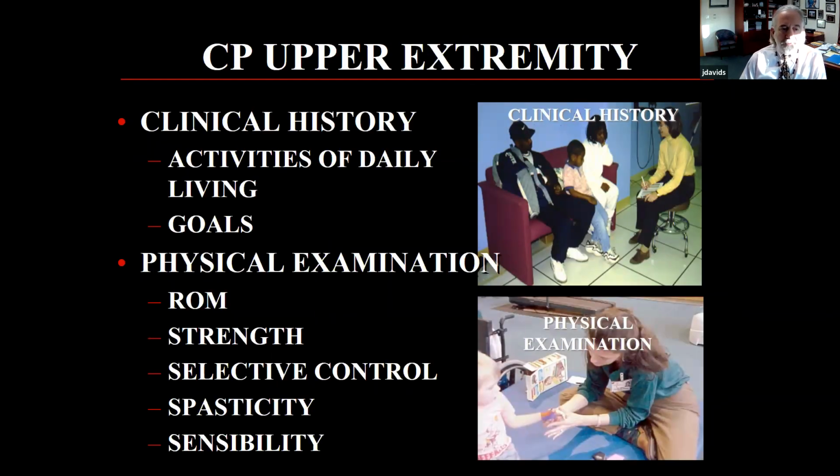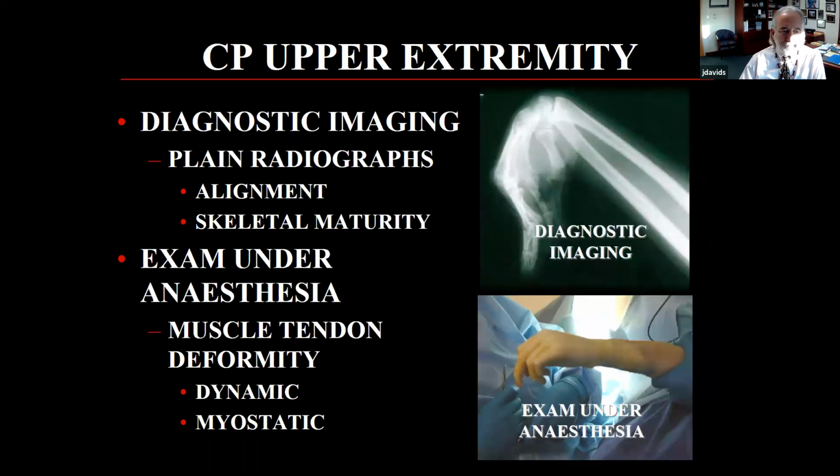In the clinical history, we focus on activities of daily living and the goals that the child and the family may have. We now have more sophisticated patient-reported tools that help us do this. The physical exam looks carefully at range of motion, strength, selective voluntary motor control, spasticity, and sensibility. Plain radiographs, as I mentioned, are used primarily to assess for alignment and skeletal maturity. The exam under anesthesia helps us sort out the type of muscle tendon deformity that we are dealing with.